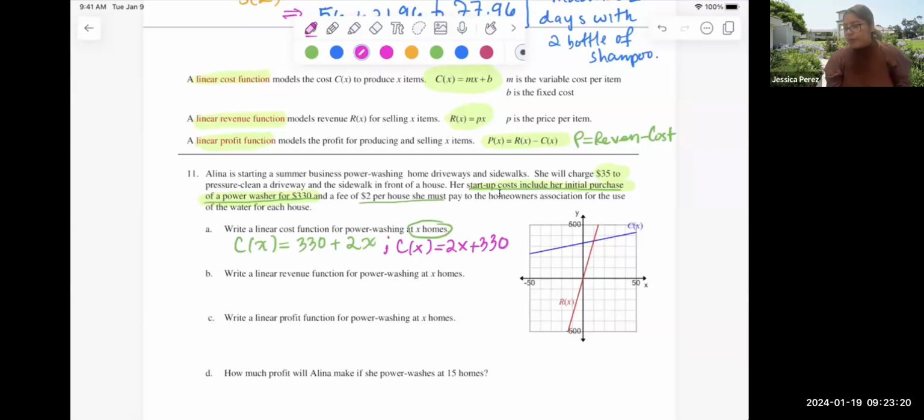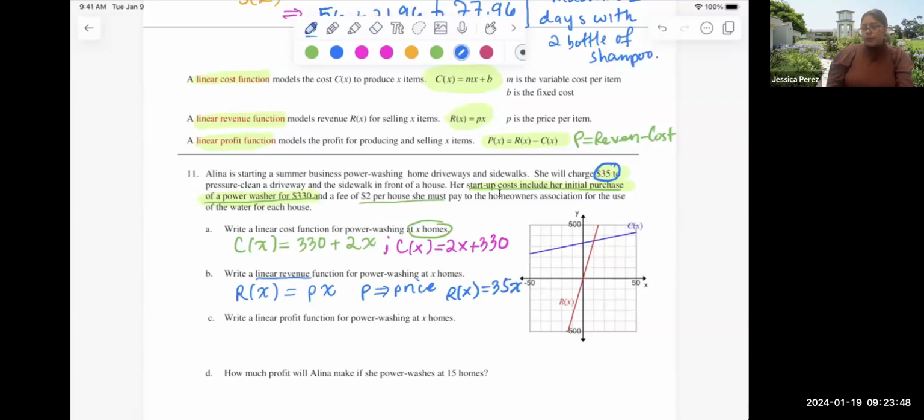Now, the revenue function represents the revenue. It represents R of X, which is equal to P times X. Well, P is the price. So what's the price that she will charge? She said she was going to charge $35. So then her revenue function, R of X, is represented by 35X.